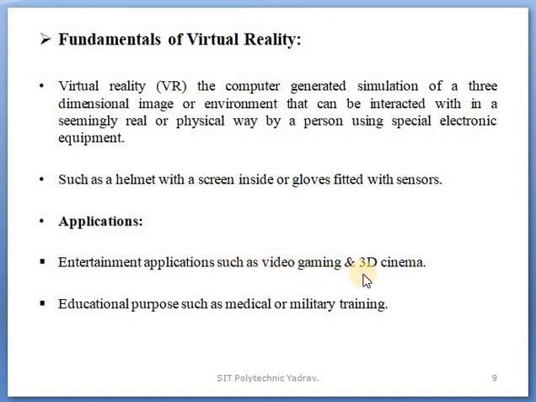Clear that? It means when you are watching 3D cinema or video gaming, we use virtual reality. It means we use one type of electronic equipment known as virtual reality. Goggles are used. When you see 3D cinema, at that time you use goggles. Through goggles we see real life, and you feel as if it is real, as if it is activated. How it is possible using that equipment is known as virtual reality.